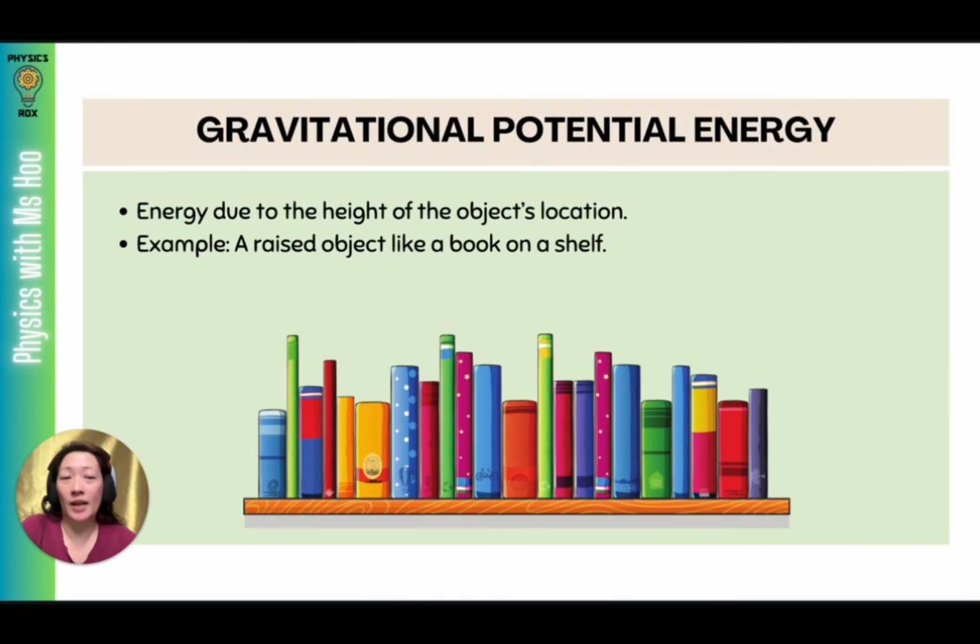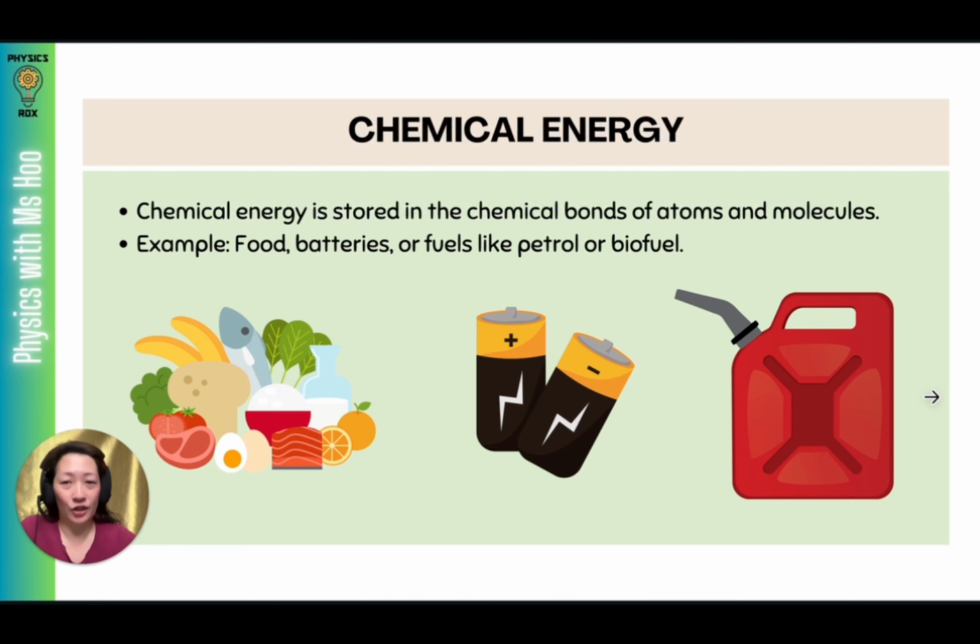Gravitational potential energy is energy due to the height of the object's location. For example, a raised object like a book on a shelf. So the greater the height of the object's location, the more gravitational potential energy it has. Chemical energy is stored in the chemical bonds of atoms and molecules. So we'll find chemical energy in things like food, batteries, or fuels like petrol or biofuel.